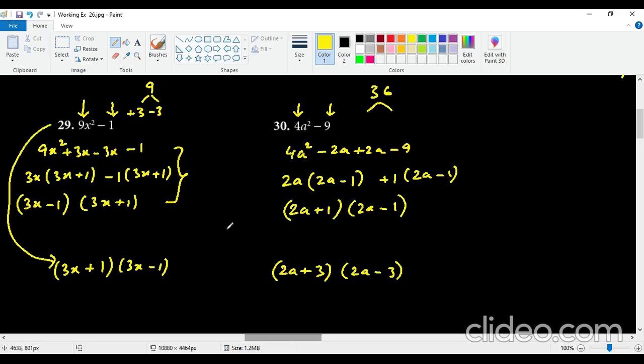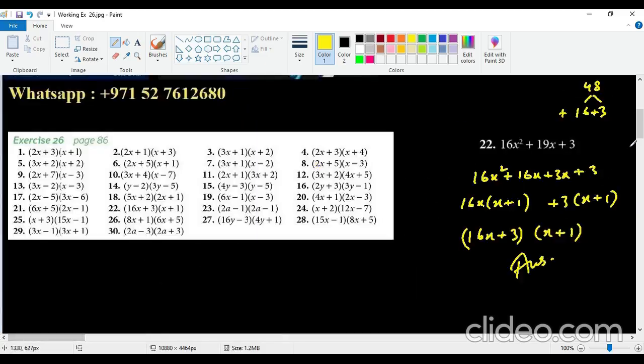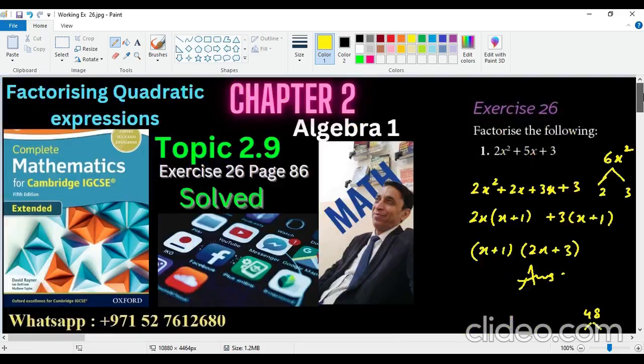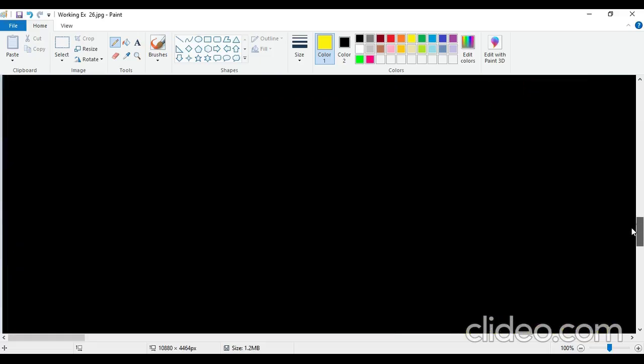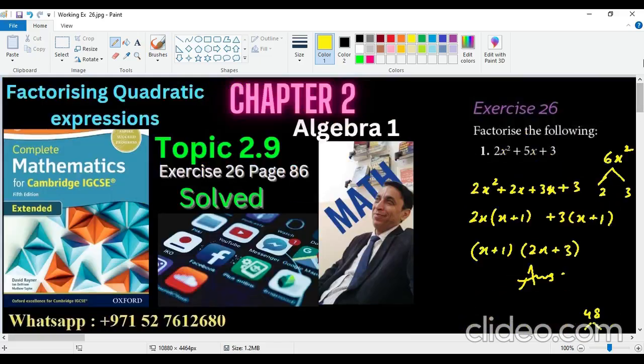That's the end of this exercise. See you in the next exercise. That, as I told you, is going to be based on difference of squares. These are the answers for the whole exercise. You can pause and take a screenshot to verify the answers. This was the exercise we are done with. This is going to be your next topic, which is on difference of squares.